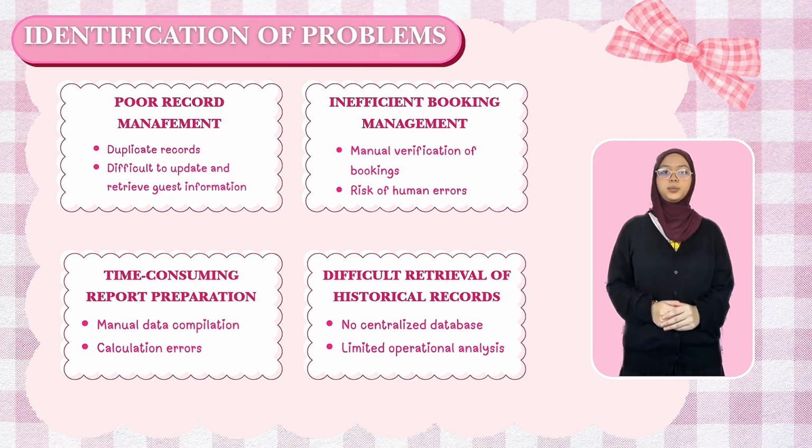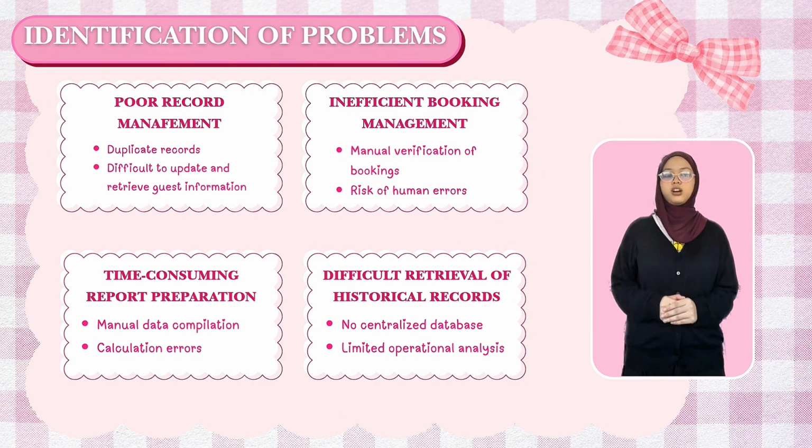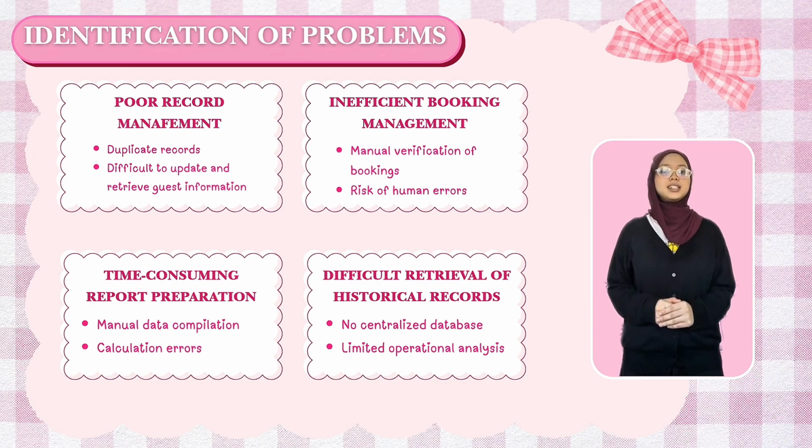Next, I will continue with the identification of problems. Before implementing this database system, the hotel relied on manual methods such as paper records and spreadsheets to manage guest and booking information. This approach created several operational problems. So the first problem was poor record management. Since guest and booking information was stored separately, it was difficult for hotel staff to organize, update, and retrieve records efficiently. This often resulted in duplicate records, missing information, and inconsistencies in data.